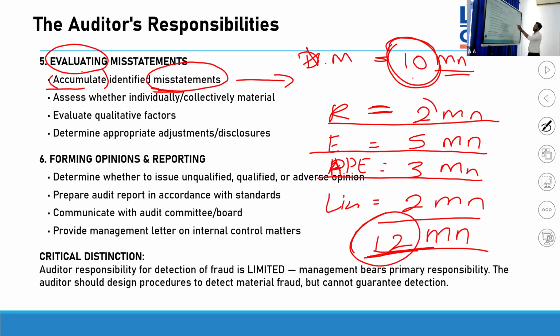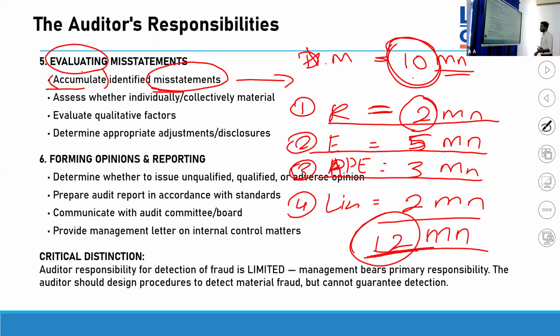Let's say we have identified these kinds of misstatements in our audit. First one is when we are testing our revenue, we found that one of the invoices was omitted from recording, right? They forgot to record that 2 million in the financial statement. So that is one of the misstatements. Second one is expense. They have overstated their expense by 5 million, right?